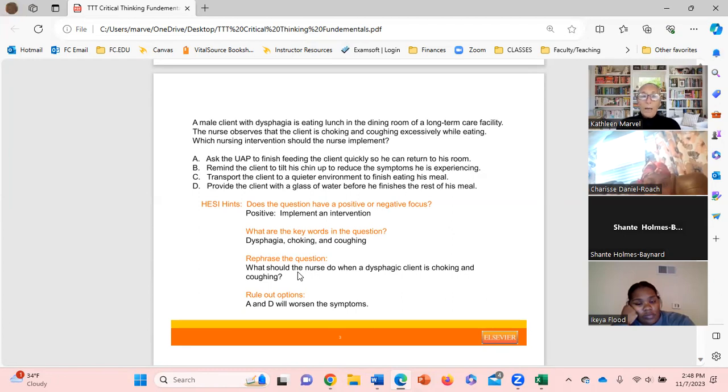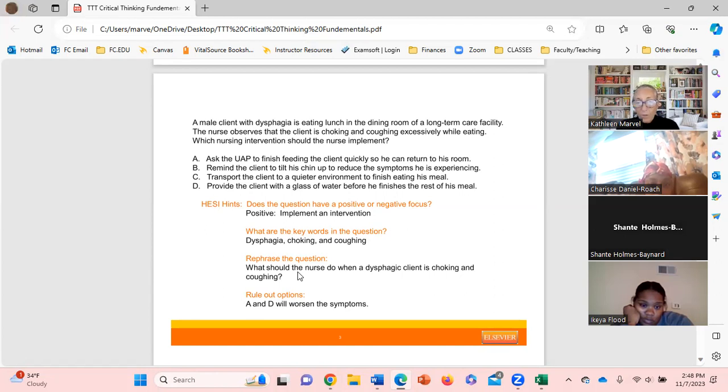Right? So after you read this long question, can you rephrase it into something shorter that eliminates all the fluff that you really don't need? Okay, and look at how they've rephrased this big question. What should the nurse do when a dysphagic client is choking and coughing? All right, so try and rephrase that question.